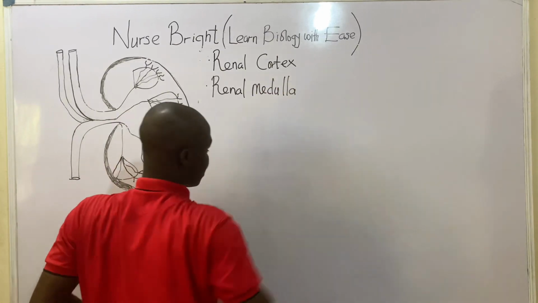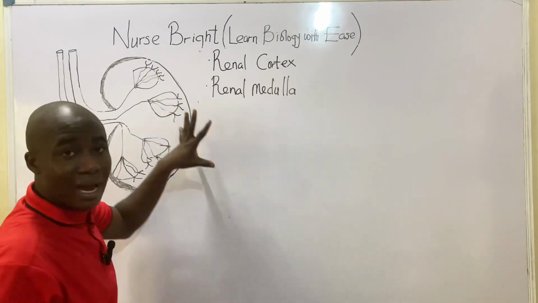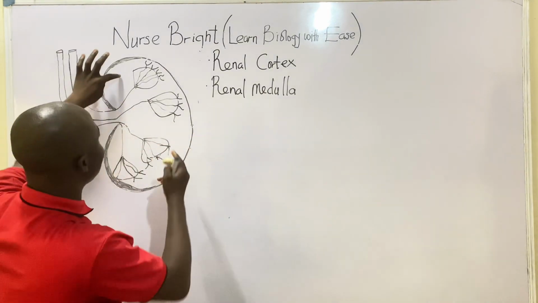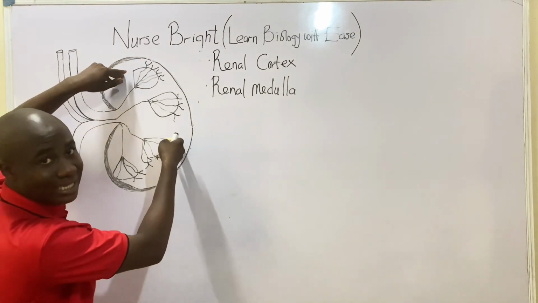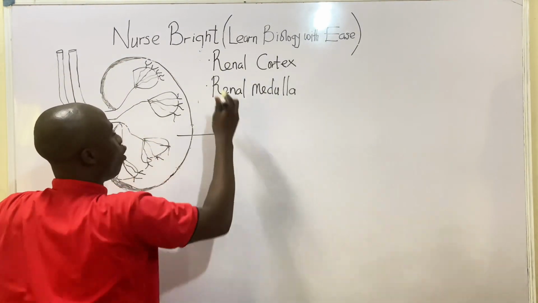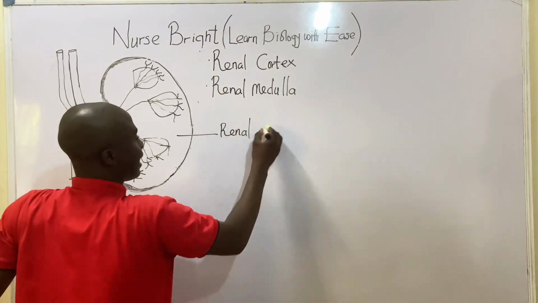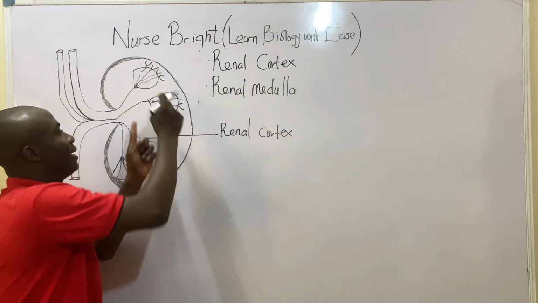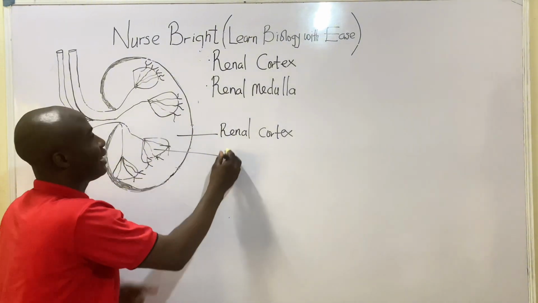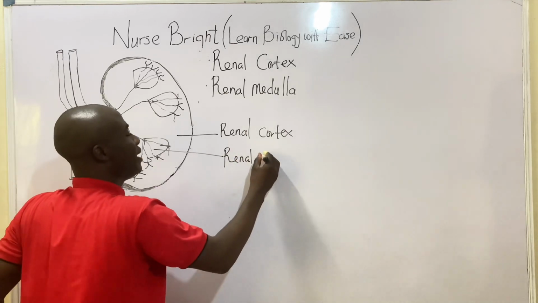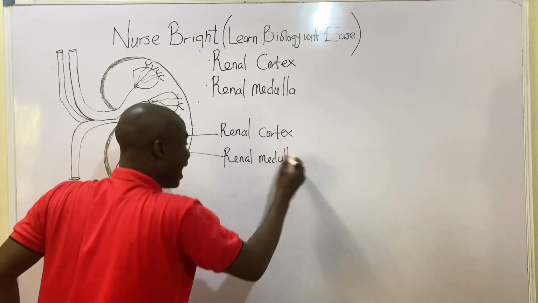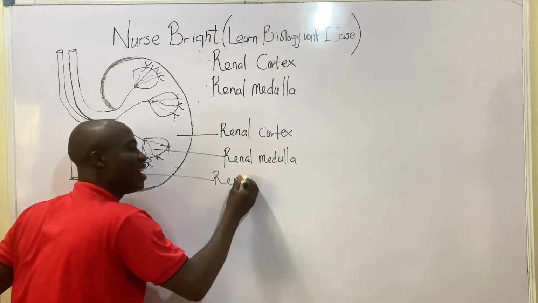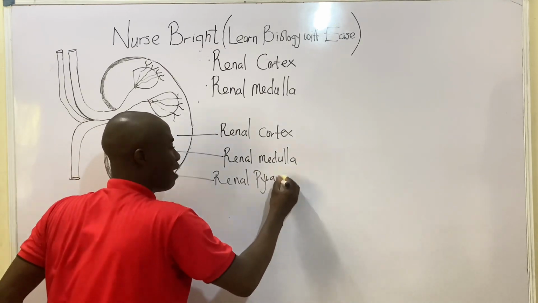So on these notes, let me show you the renal cortex and also the renal medulla in this structure. I believe you can see all of these empty parts inside this kidney. This is called the renal cortex, whereas the inside of this structure is called the renal medulla. But specifically, this structure that looks like a pyramid is called the renal pyramid. I believe you are following.